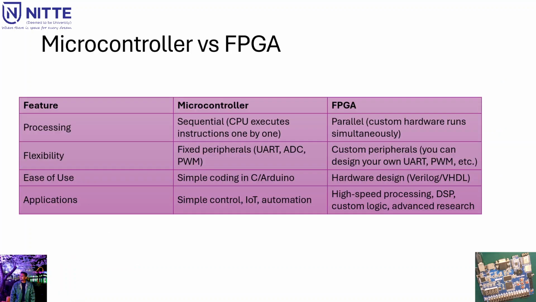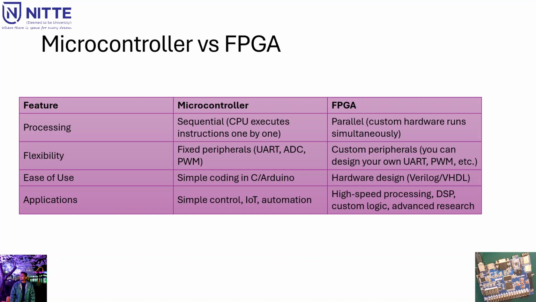As we already discussed, the microcontroller is sequential execution and the FPGA is parallel. And one more thing is flexibility: a microcontroller is not very flexible because the peripherals used in microcontrollers are fixed. For example, UART, analog to digital converter, and pulse width modulation pins are fixed in the microcontroller. But in FPGA, we can customize exactly what we need for our application. For example, we can create our own UART circuit in the FPGA board by writing a proper code for that, as well as pulse width modulation, especially for any power electronics application or any other devices.